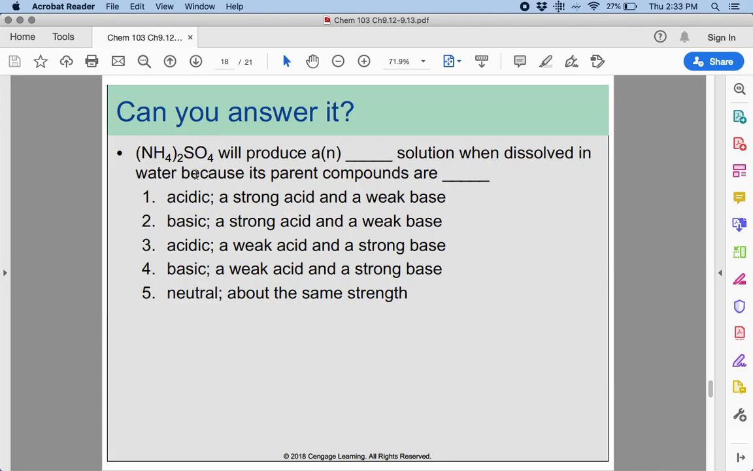And again, if we have this, sodium sulfate will produce a blank solution when dissolved in water because the parent compounds are. So we're asking, is this going to make an acidic or a basic solution? Because the parent compounds, if this salt, what are the parents that made this salt? What acid and what base were brought together to make this salt? We'd make an acidic solution because a strong acid and a weak base made these. So think about that. The strong acid probably came from H2SO4, and the weak base was probably NH3. We can look at this to determine the parents of this salt. And so a strong acid and a weak base means that we're going to have an acidic solution when this salt is dissolved in water.